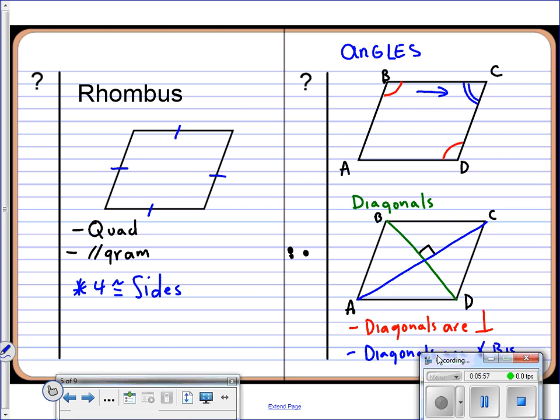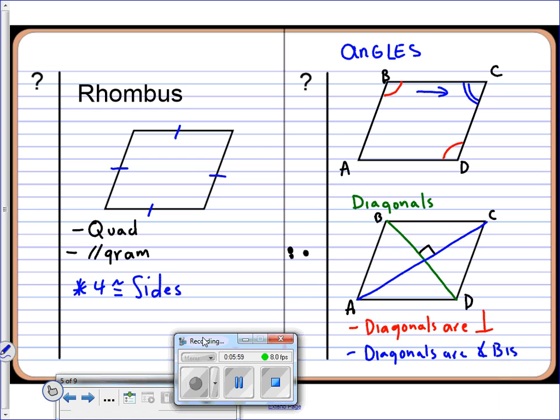A couple of the features of the diagonals: first of all, the diagonals are perpendicular. So if I don't tell you that they're perpendicular, which I won't, you can automatically mark the diagonals in a rhombus perpendicular. That should be a clue to you how we're going to go back to chapter 9 and use the Pythagorean theorem, our special triangles, and our trig functions to maybe find some lengths inside the rhombus or around the rhombus.